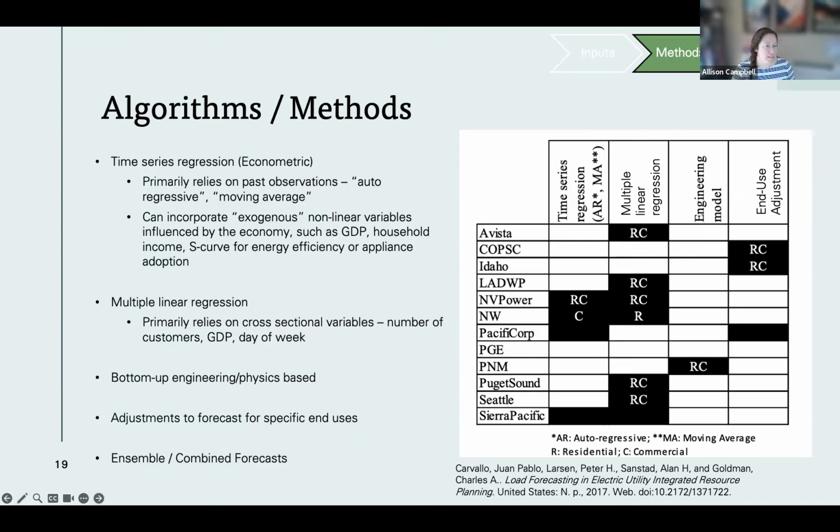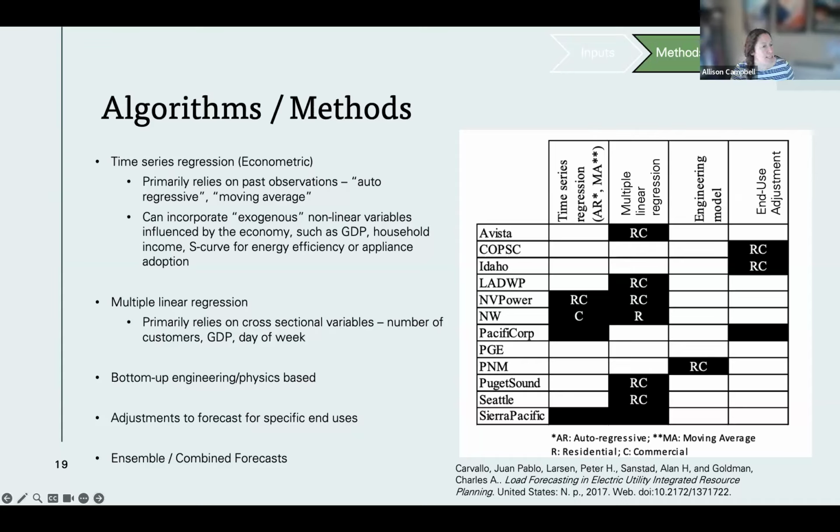Multiple linear regression is similar to your vanilla linear regression. So, y equals mx plus b. X is your variable, and m is your slope. Now imagine you have another x with another variable. So we have, let's say, the number of customers, and then plus the GDP, plus the day of the week. So all of these variables, and then you minimize your regression.